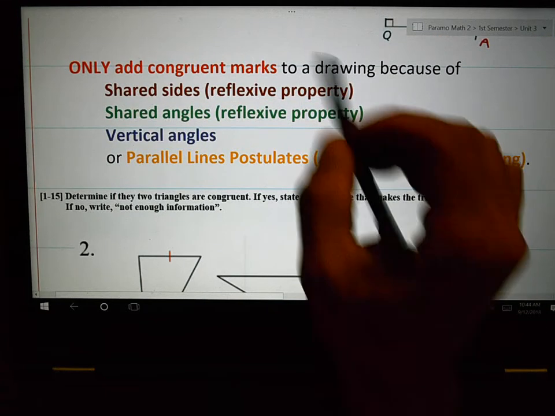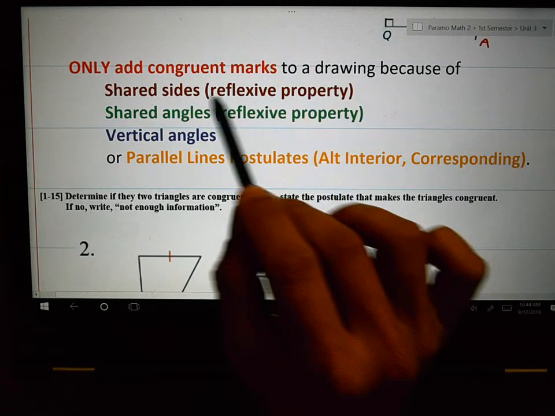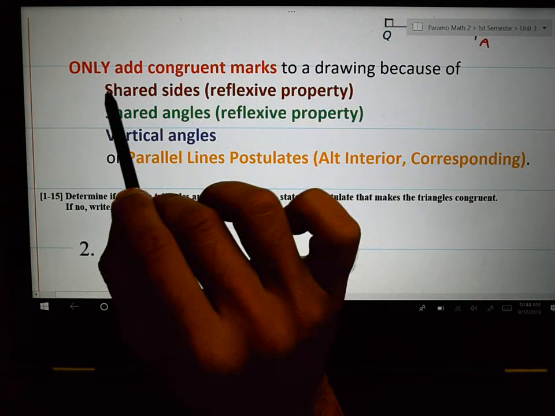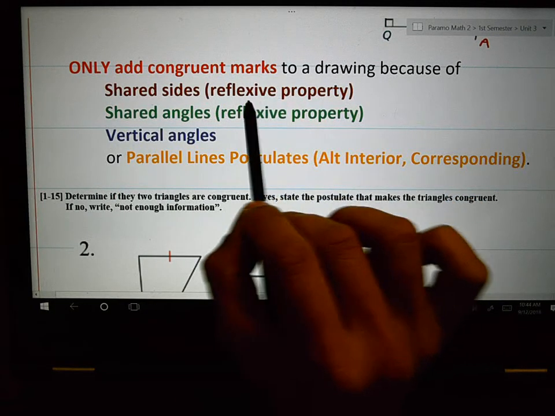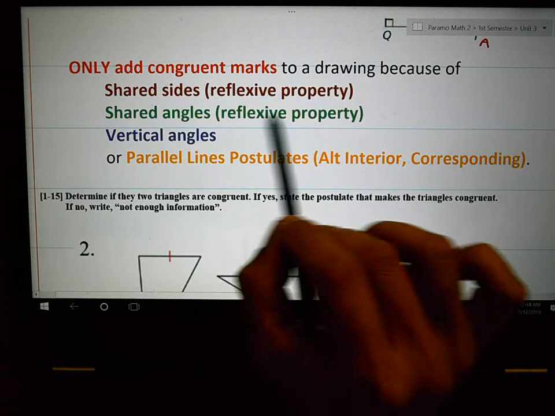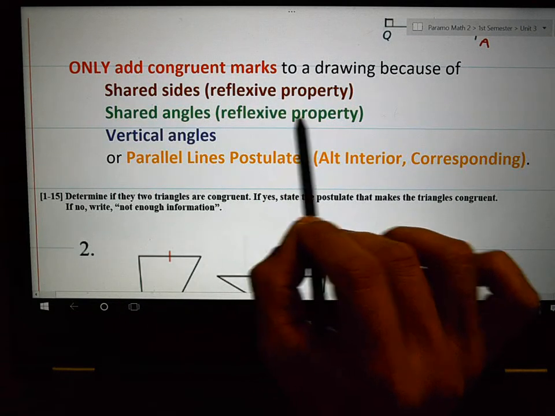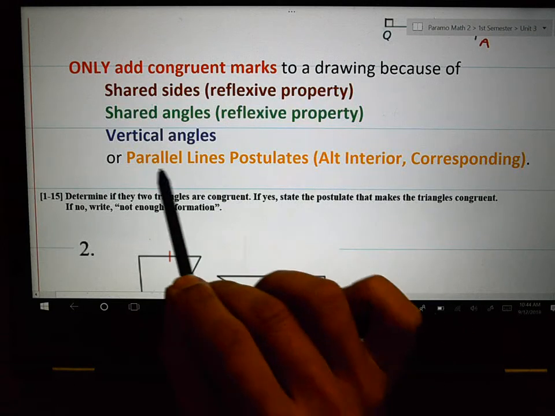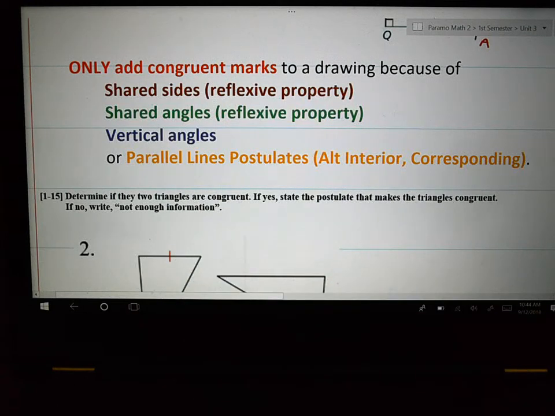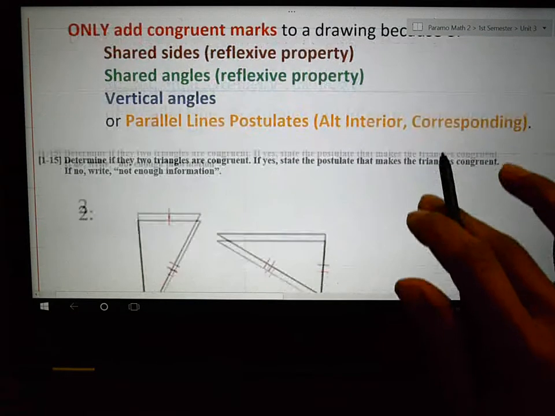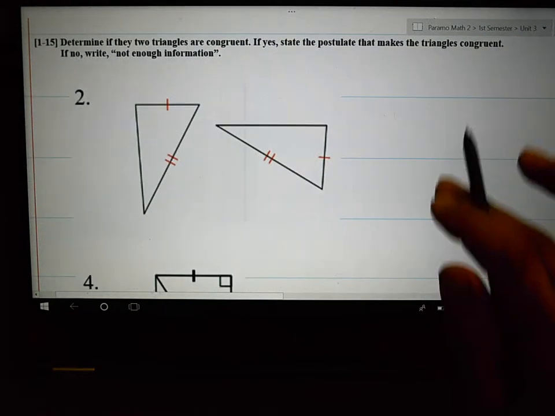The only other things that we can do when we're doing these problems, we can only add congruent marks because of shared sides. We'll go more into the reflexive property in 3.3a. Because of shared angles, same 3.3a. Vertical angles, we'll get into that today. We know what they are. Parallel line postulates, we talked about that in Unit 1.